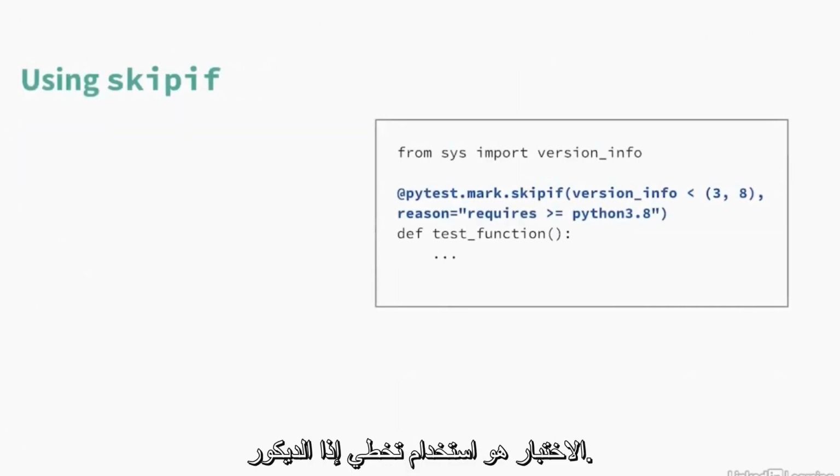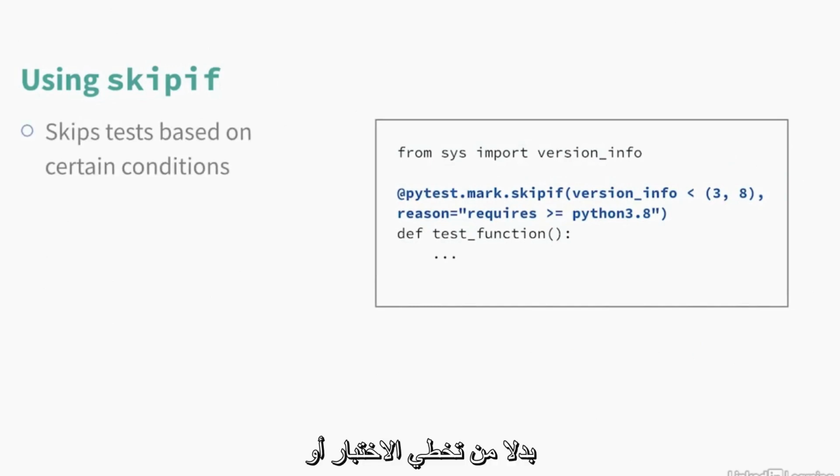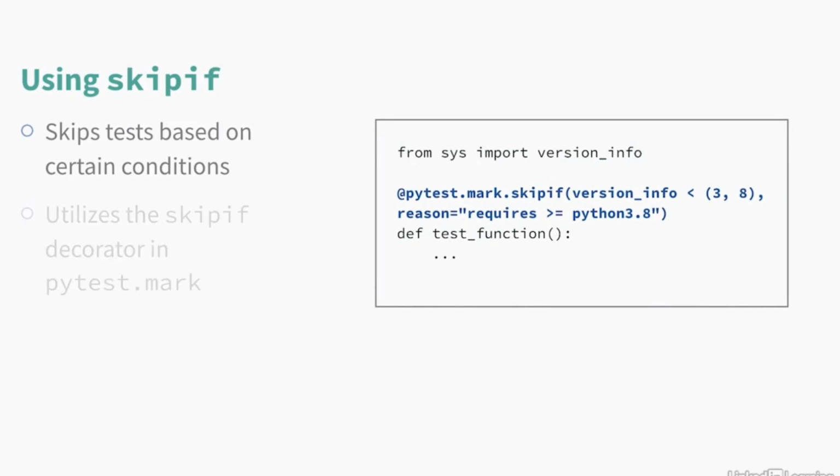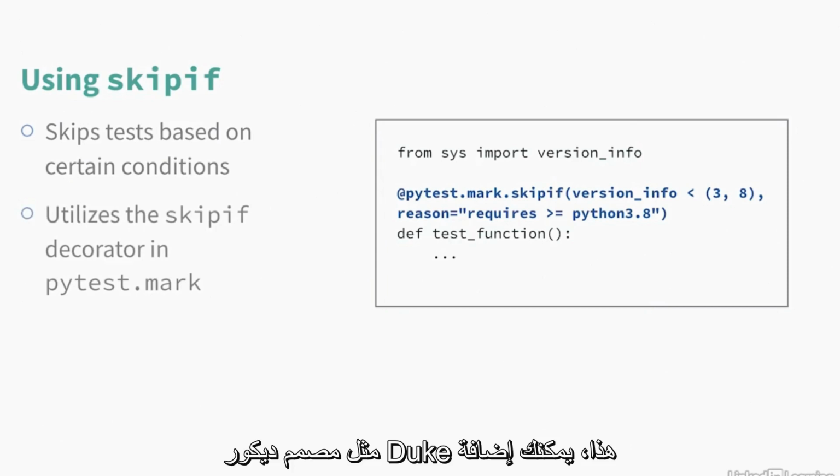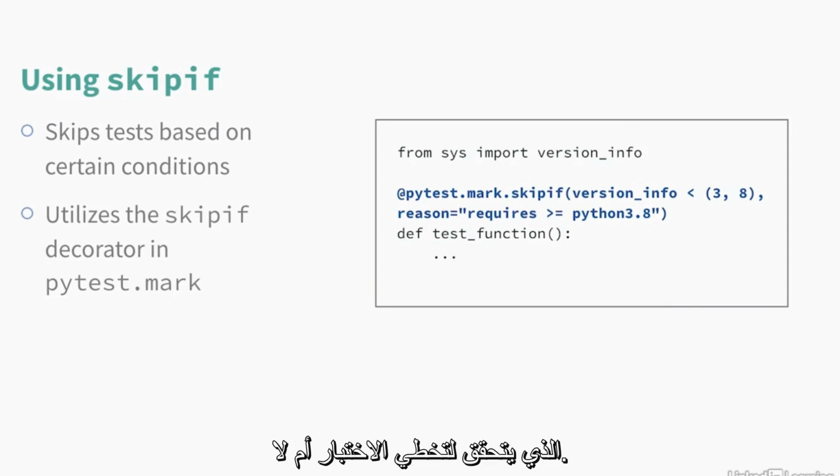Another way to skip a test is to use the skipif decorator. Instead of skipping the test during execution, the condition is tested before entering the test. Like the skip decorator, you can add a reason for it, along with the condition that checks to skip the test or not. In the example, we skip the test when the Python version is below 3.8.